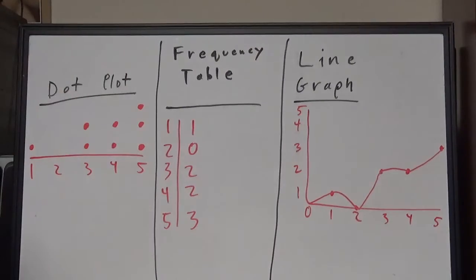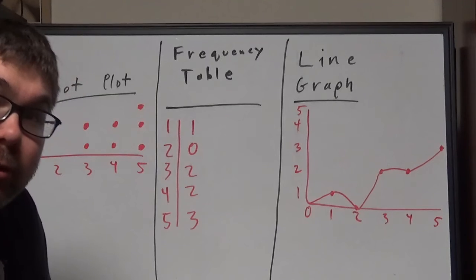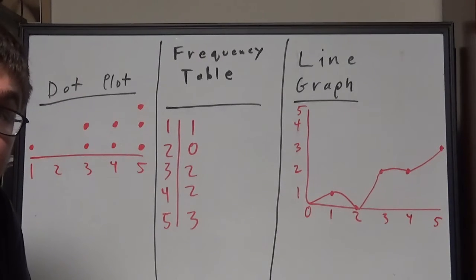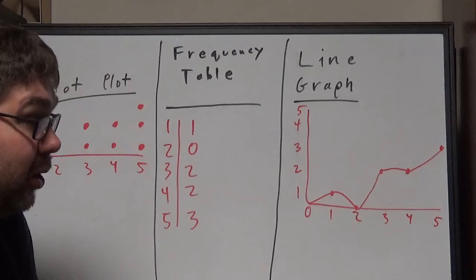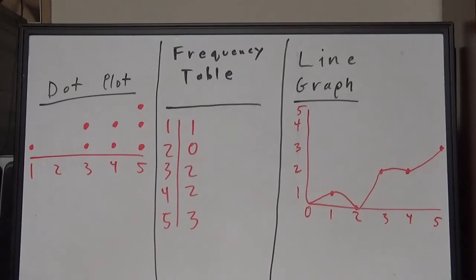And this time I'm going to talk about a few visual representations of data sets. And I'm not going to go into finding mean, mode, median, and range because the last two videos talked about how to find those. All I'm going to do is talk about just a few different types of data sets and kind of how to read them.